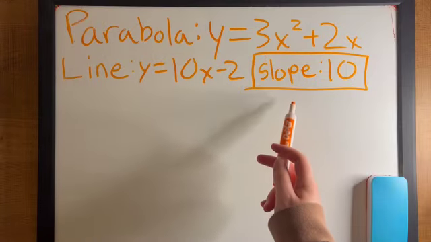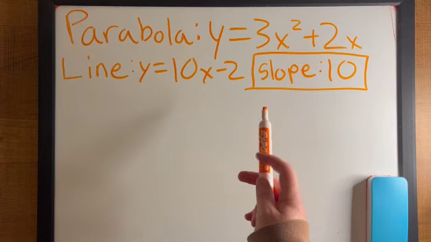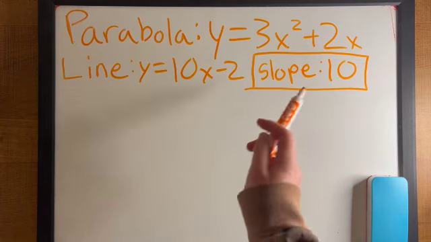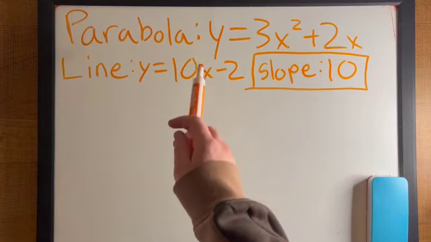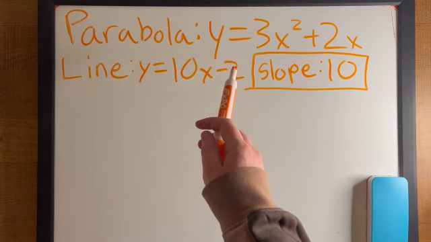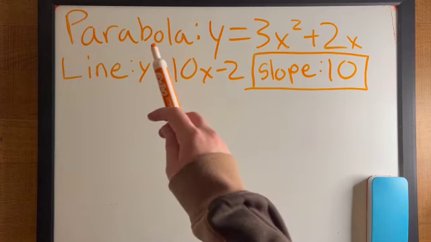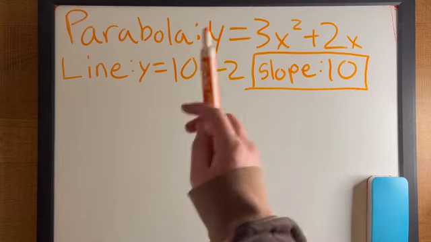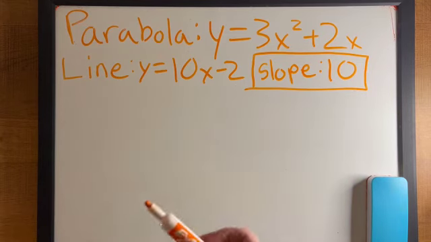Now that we know the slope, this equation becomes much easier to solve because all we need to do is plug this 10 into our parabola equation. We need to find out where on this parabola our slope is 10. That way the tangent lines can be parallel.